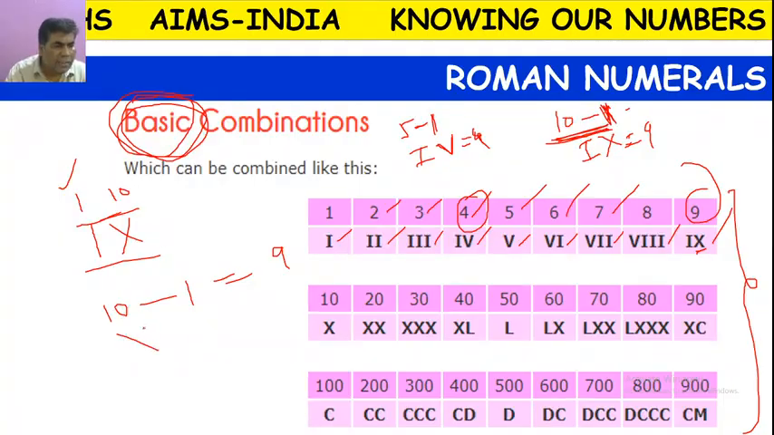If they give XI, X is the bigger number and after it comes the smaller number. So then what we have to do? We have to add both: 10 plus 1. What is its value? 11.